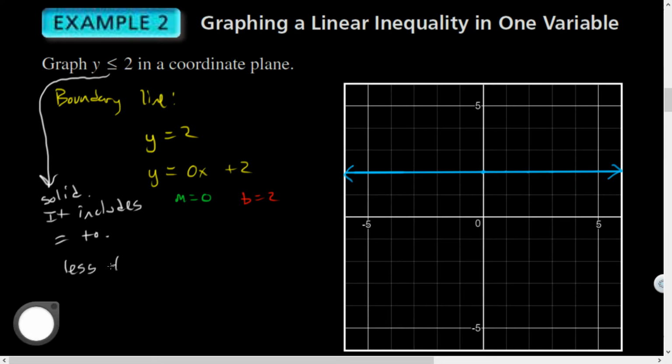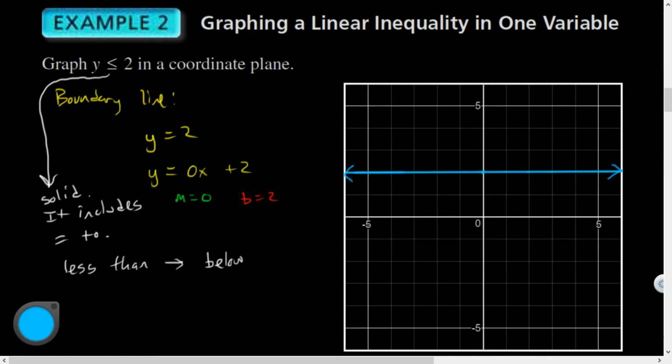Less than would be above or below, do you think? Less than, what points are less than this line? The ones above or the ones below it? Yeah, less than sounds like less than, that's below the line. Okay, so I'm going to shade below the line.